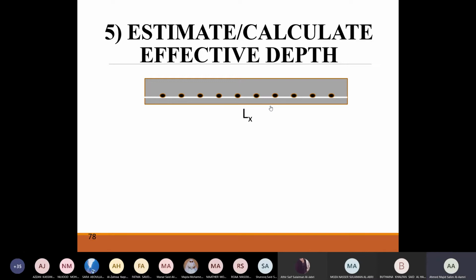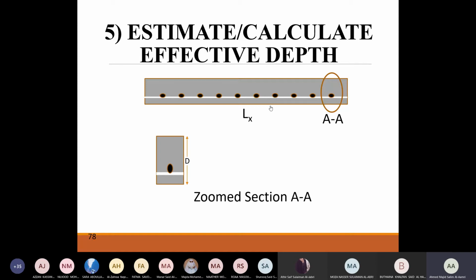Okay, so we have the white color, which is the reinforcement of x, if you remember, and then we have the black color, which is the reinforcement of y. Now, what do we need to get? If you remember, last class we took a zoom section. We said we have D capital, dy, and dx. In case of a two-way slab, we have dx and dy. In case of a one-way slab, the bottom white one is the main reinforcement, and the black color acts as shrinkage or minimum reinforcement.